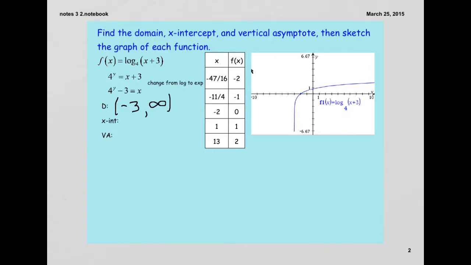And the x-intercept is at -2, 0. And our vertical asymptote is where x equals -3. Now, where would we get this -3 from? I believe if we look back at our equation, we'll see where we get the -3 from.